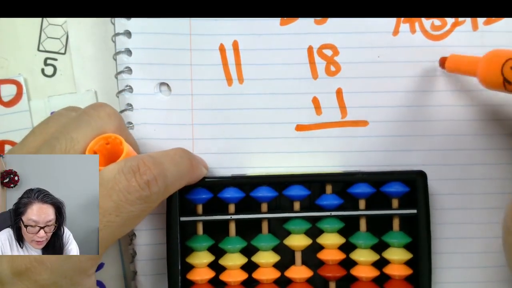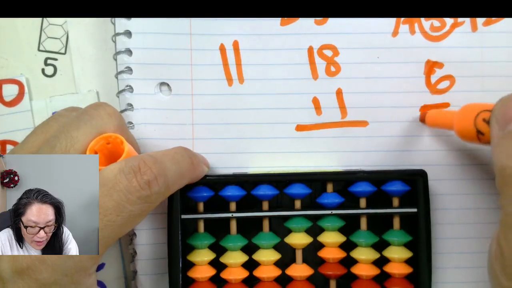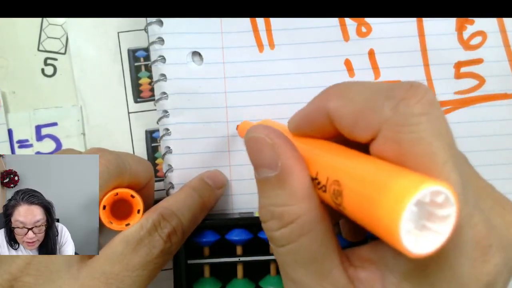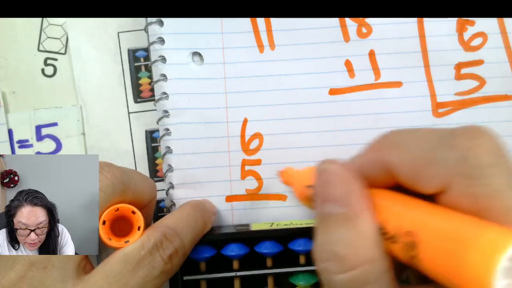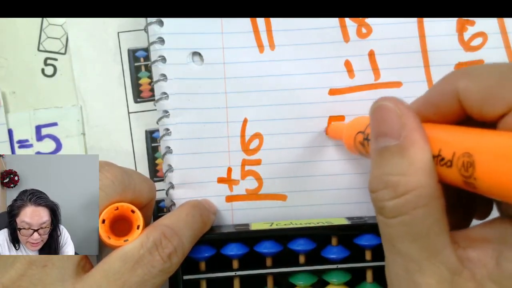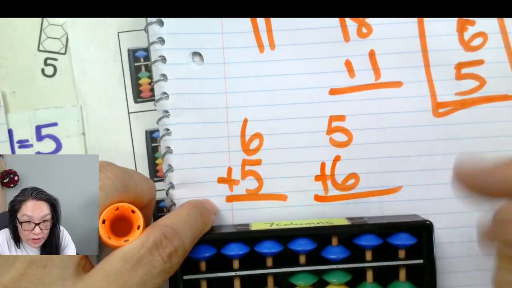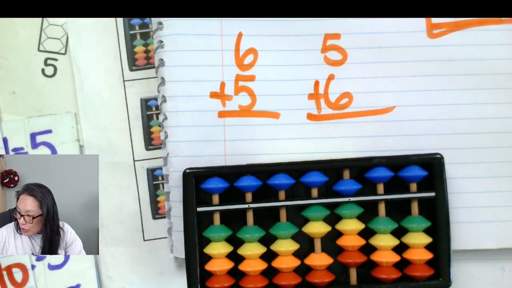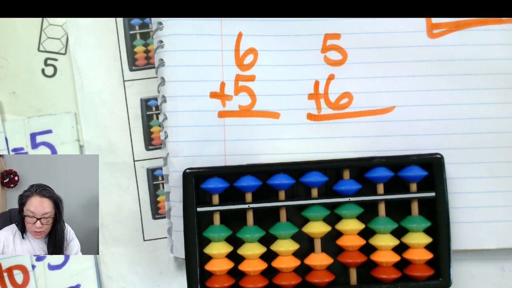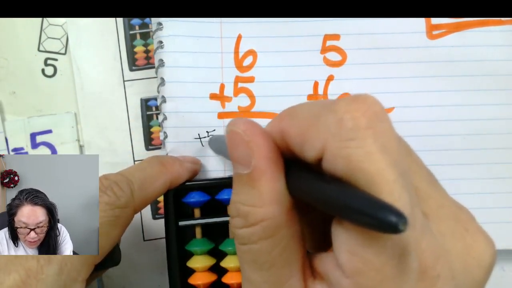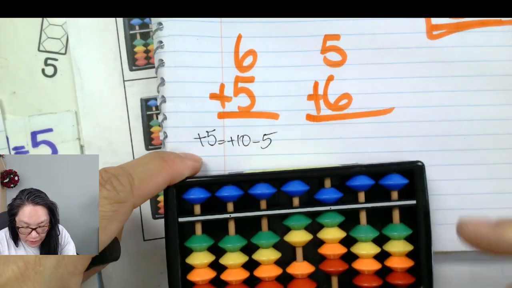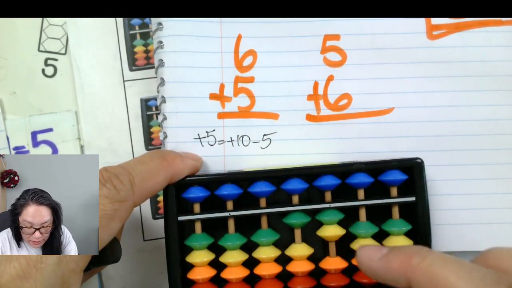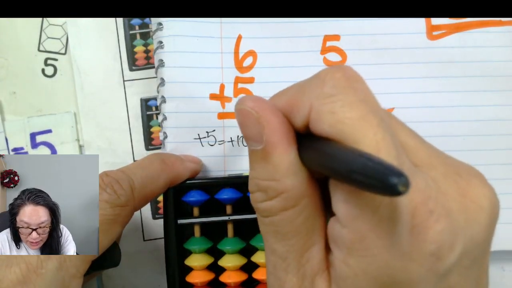No, see, that's different. If we do 6 plus 5, these are two different things. Why are they different? The first thing we need to understand is how to add a 5. We know how to do that. Plus the 5 is equal to plus the 10 minus the 5. We know this already. So we have the 6, and we add the 5, and we got 11.